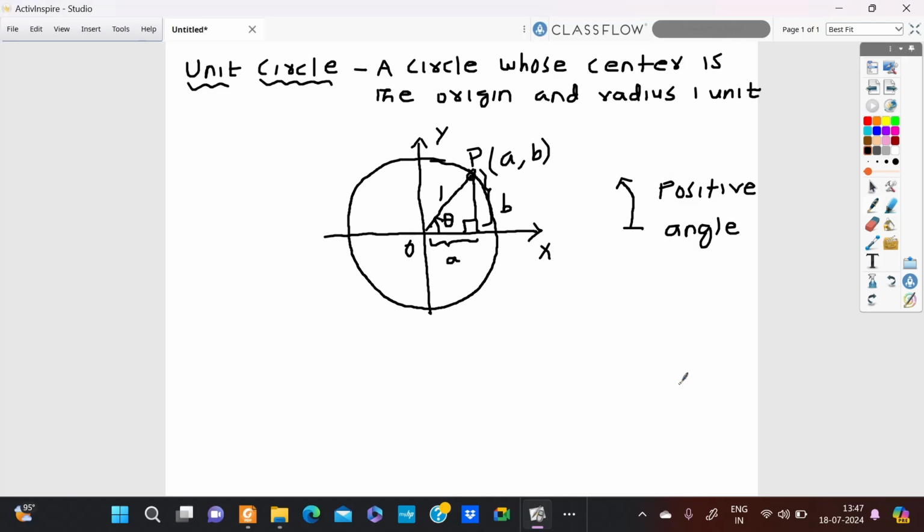In this video, let us see what a unit circle is. A circle with center as origin and radius 1 unit is a unit circle.